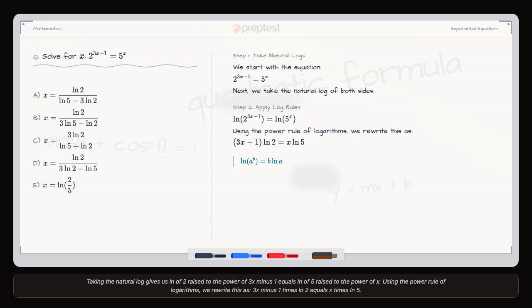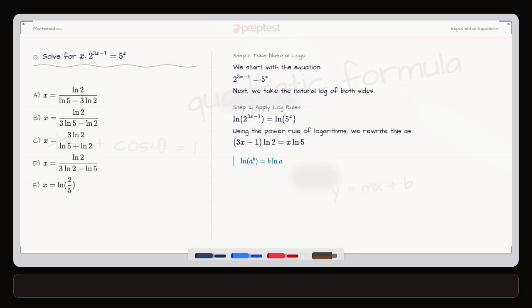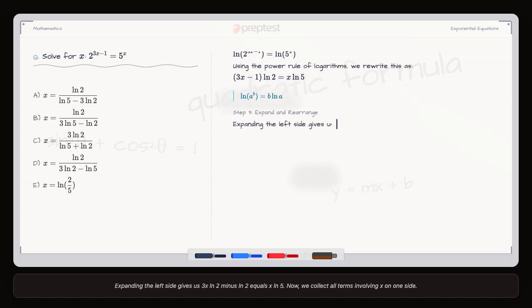Using the power rule of logarithms, we rewrite this as (3x minus 1) times ln 2 equals x times ln 5. Expanding the left side gives us 3x ln 2 minus ln 2 equals x ln 5.